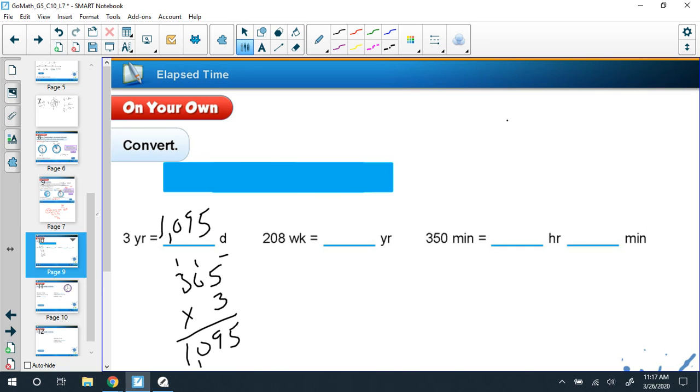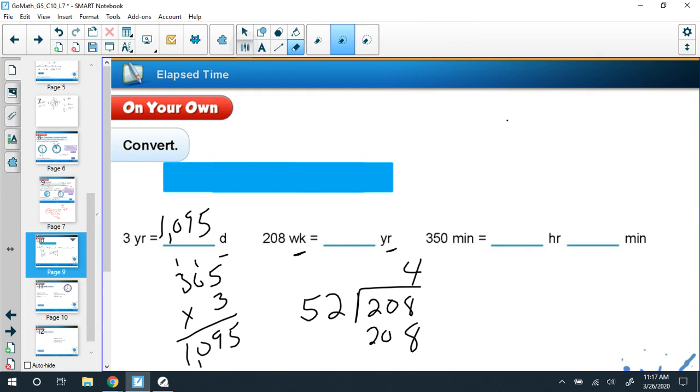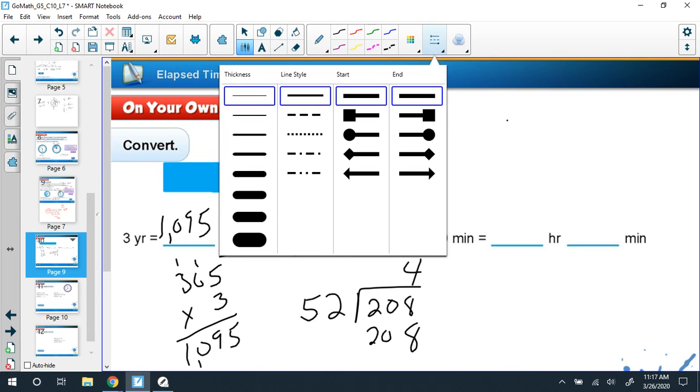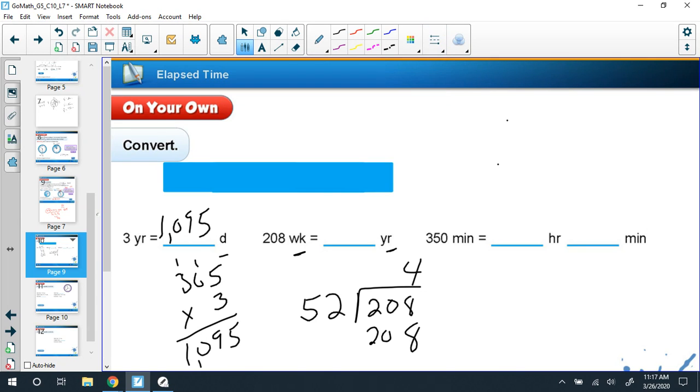All right, let's do the one in the middle. 208 weeks. We want to convert that to years. Here we're going from a smaller unit, weeks, to a larger unit, years. So we're going to need to divide. We're going to divide 208 by how many weeks are in a year? 52. And that is going to be exactly 4. So 4 times 2 is 8. 4 times 5 is 20. We get 4 years. 4 years is equal to 208 weeks.